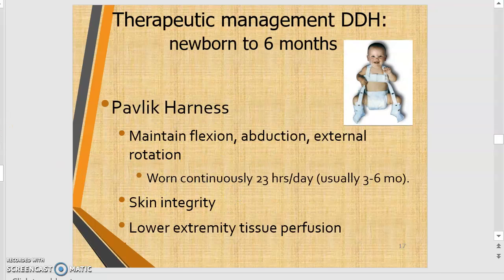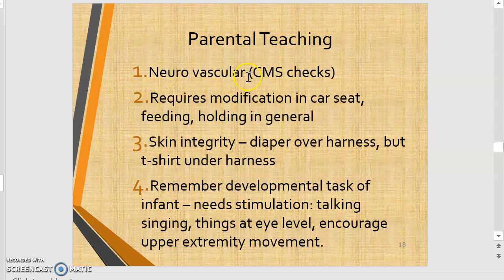If they find that the hip is dislocated, they'll put the child in this Pavlik harness to maintain flexion, abduction, and external rotation. Worn continuously for 23 hours a day, taken off only to check skin integrity. Worn for usually 3 to 6 months. Lower extremity tissue perfusion, we have to monitor that. Again, skin is important to monitor. A lot of teaching with these harnesses and DDH.